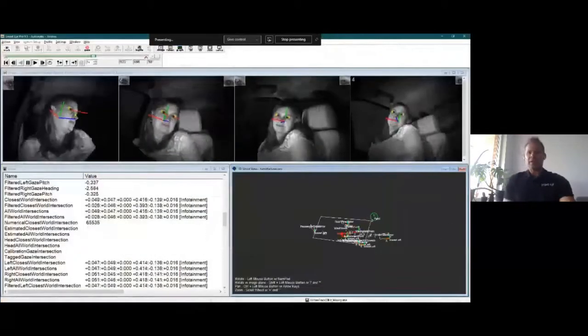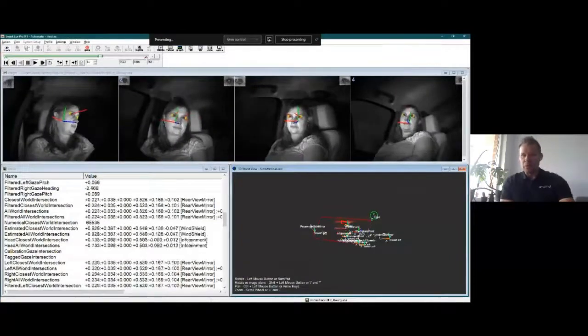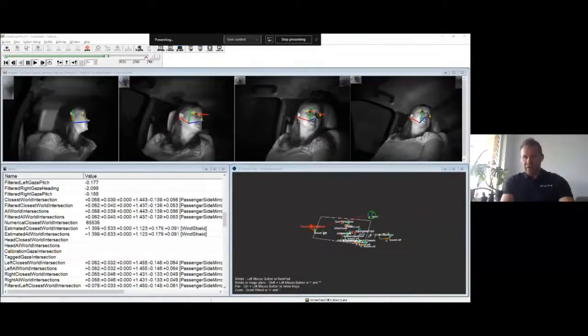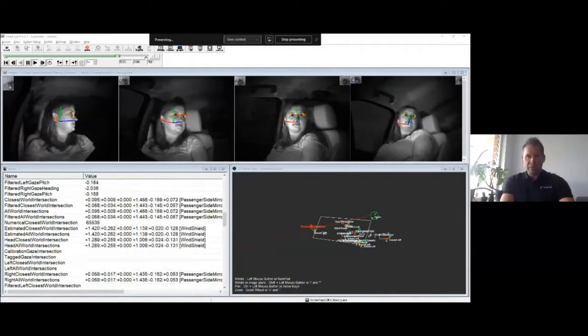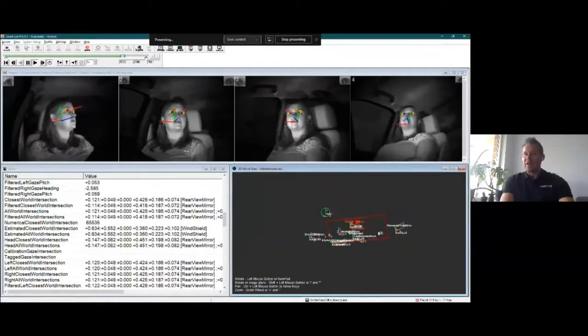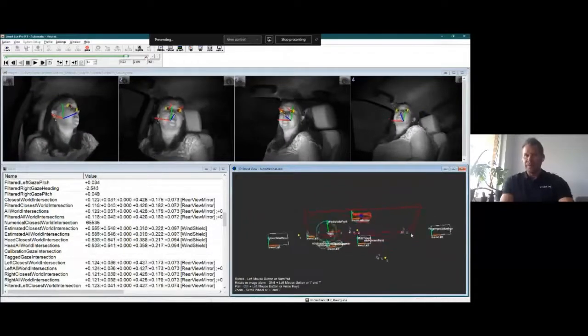So you can see that we have a completely different world model to represent the cab of the truck here. So here are all of the features. So here are all the objects and how they're labeled for this experiment.